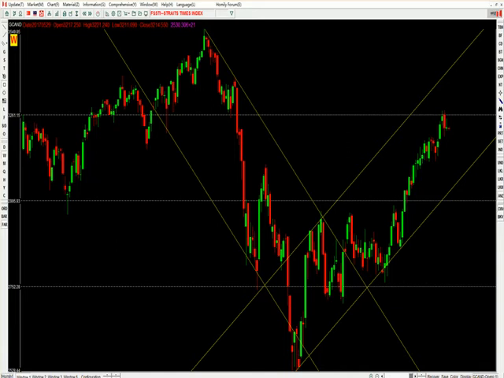Then we should find the low point between these 2 high points. Then we can draw the line. Then the trend line will come out. So we can see the trend line, whether it's good or not. For this period, this is the downtrend.